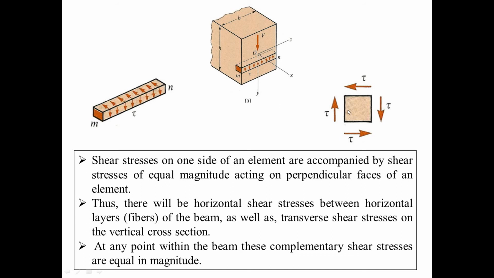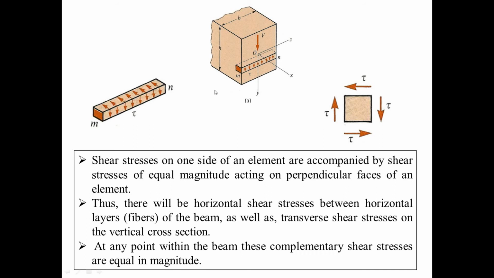So it is being accompanied with the, so that portion is being called as complementary shear stresses. At any point within the beam, these complementary shear stresses are equal in magnitude. So these are the shear stresses and these are the complementary shear stresses. Because of that we are having the horizontal shear stresses as well as the transverse shear stresses.